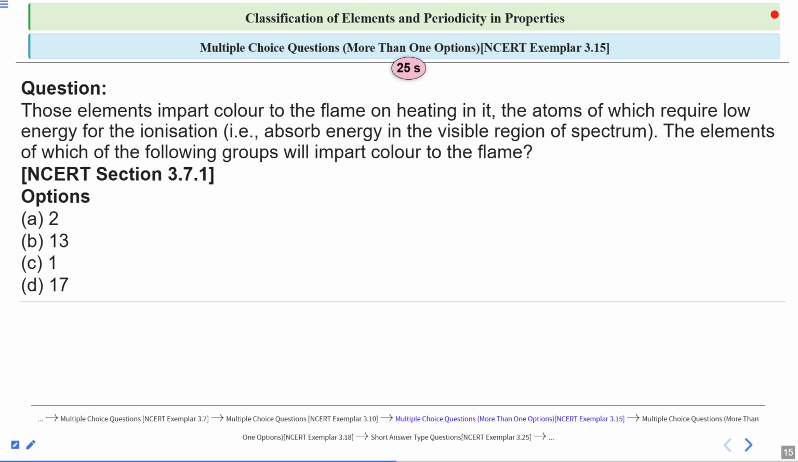So take the example of crackers. They are also a type of imparting color to the flame. If you just light them, you will see various colors in the rockets. So similar to that, some of the elements, or I would say some of the groups, display various colors. We have already talked about this general property. So your time starts now. Remember, 2 options can be correct here.